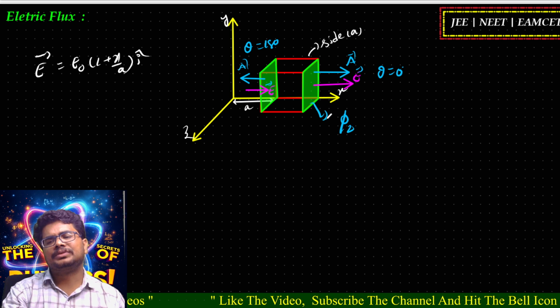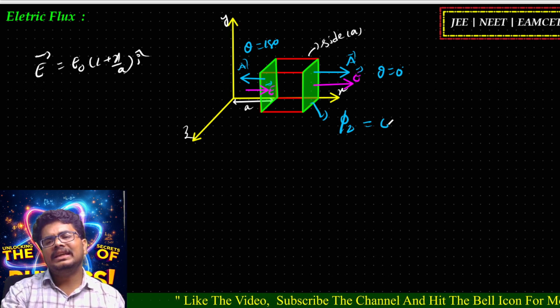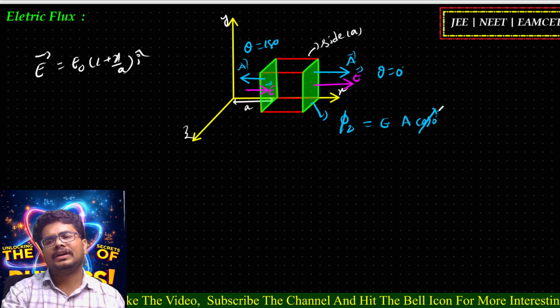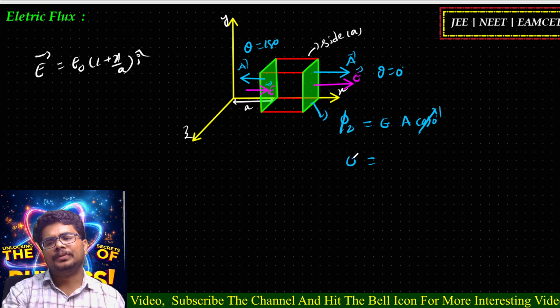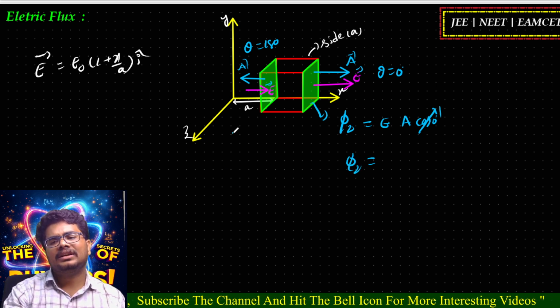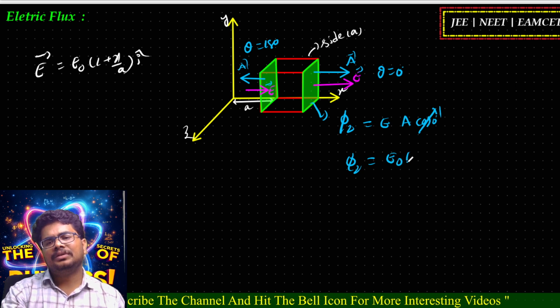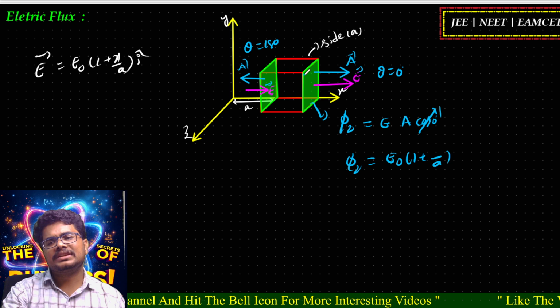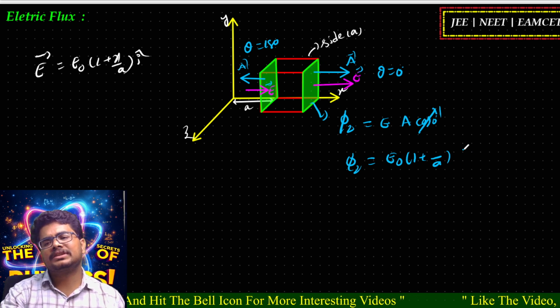Flux at 2 equals E A cos theta. Theta is 0, cos 0 is 1. So flux at 2 equals E value substituted: E naught into (1 plus x by A) into the area. If the side is A, then this is also A, this is also A. A into A is A square.